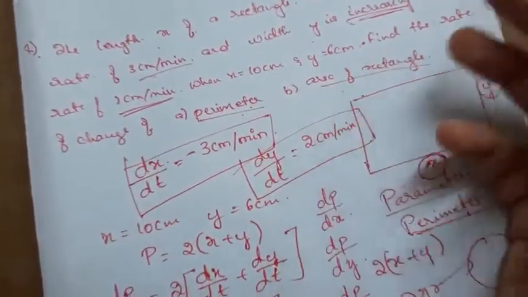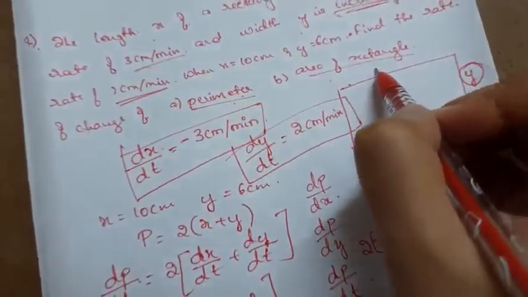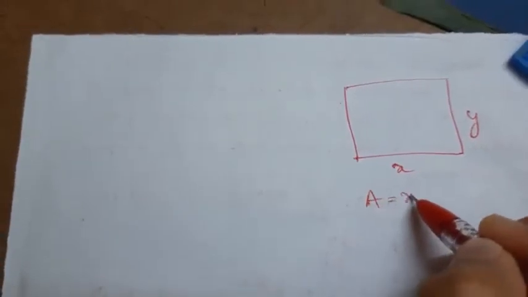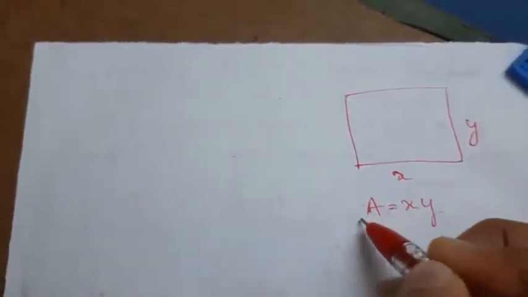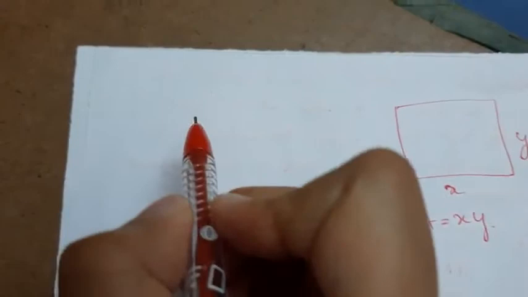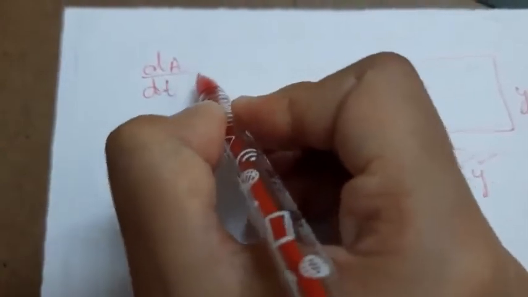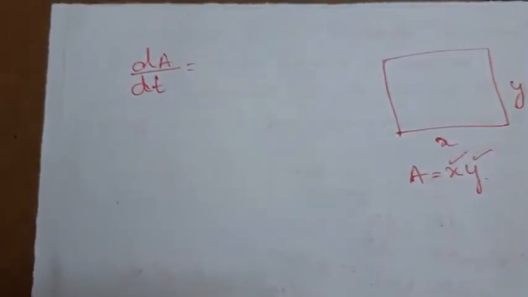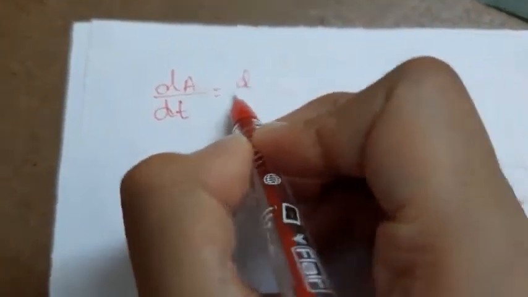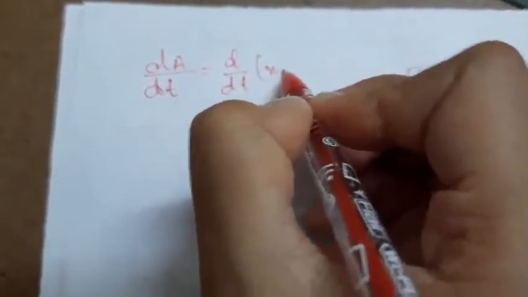Then next they are asking what is the rate of change of area of a rectangle. When we are talking about the rectangle, obviously the area of the rectangle is length into breadth, that is area is equal to x into y. So we need to find what now? The rate of change of area. Obviously our parameters x and y both are changing with respect to time, so our area is also changing with respect to time. So what happens here? d by dt of x into y.